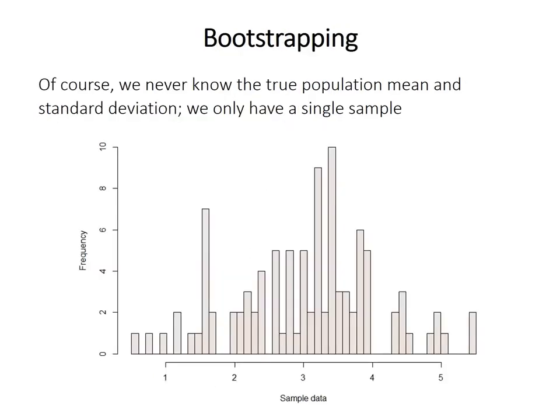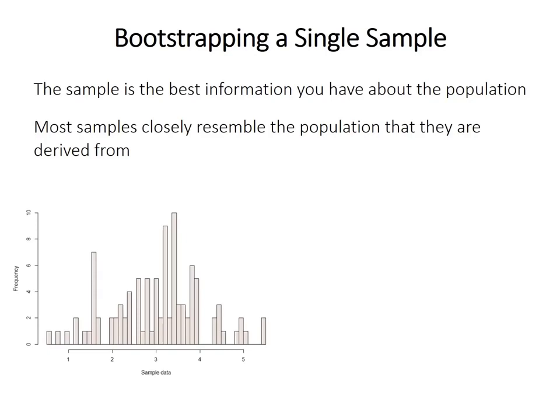So that's fine if we actually know the population parameters, but we never know them, right? We never know the population. We just have a sample. We have a single sample, something like this. So what can we do in this case? Well, it turns out that the sample is still the best information we have about the population. It happens to be the only information as well. And most samples, especially if they're big enough, do indeed closely resemble the population that they come from. So we can make some inference about the true population from this sample here.